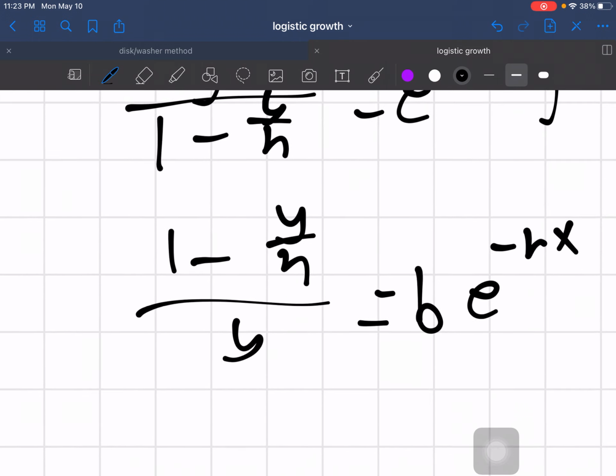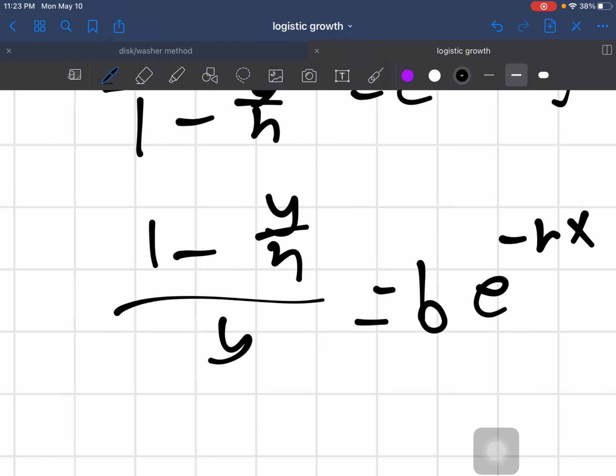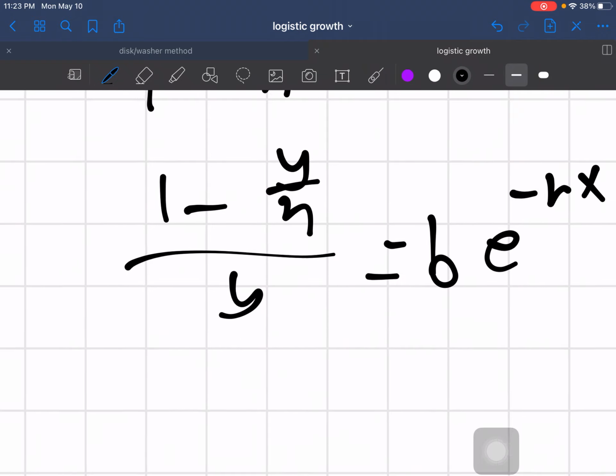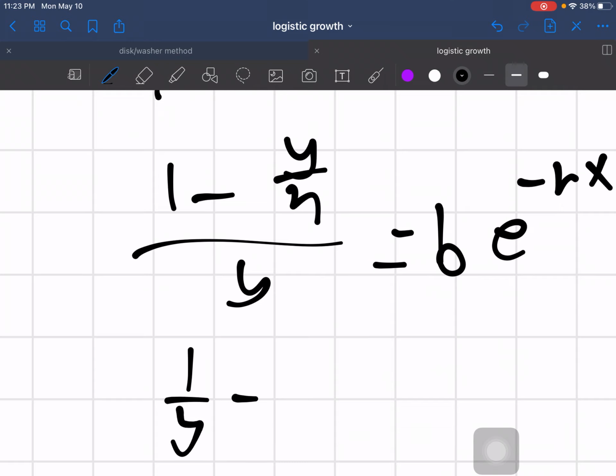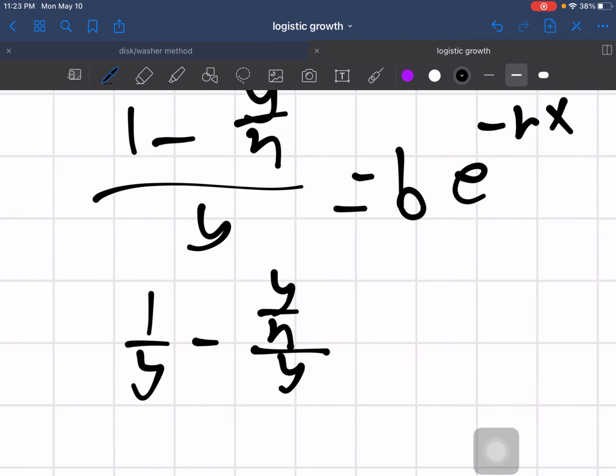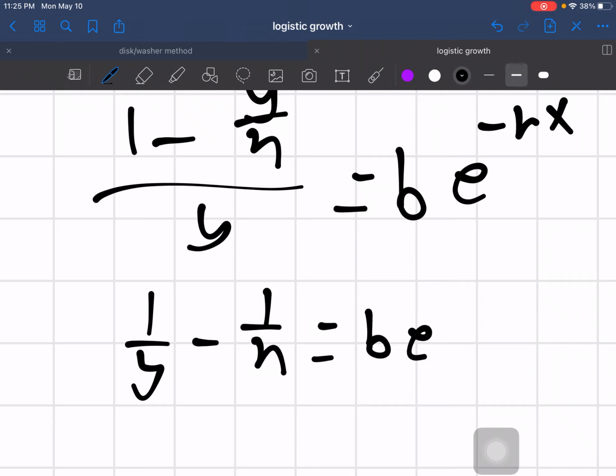And so here let's separate this term over here, and let's divide 1 over y minus (y over n) over y, and we get 1 over y minus y over n y. And here we actually get, because it's y over n y, we get 1 over n is equal to b e to the power of negative rx.